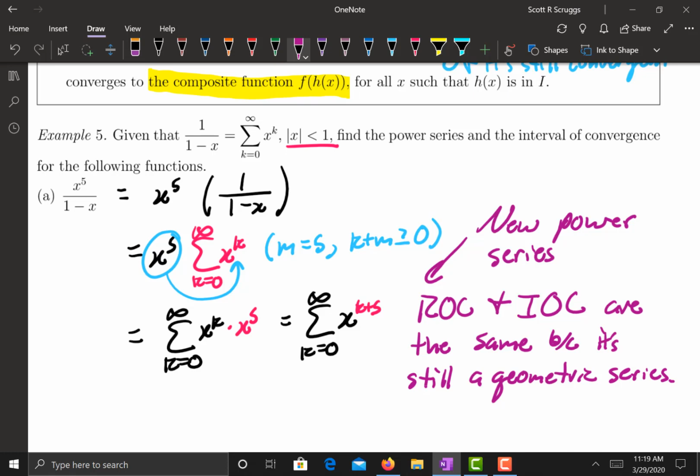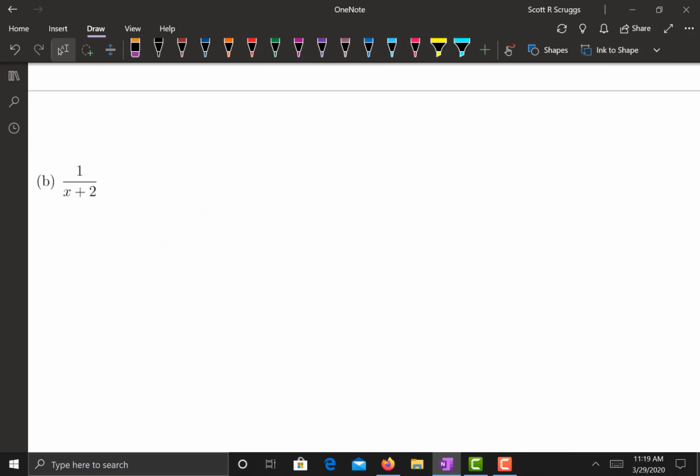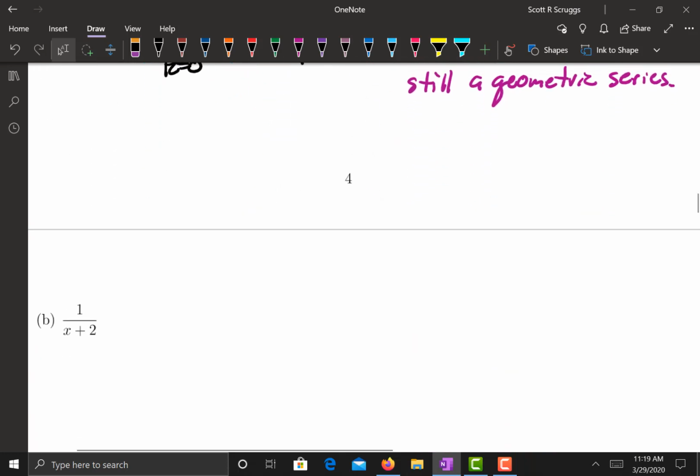So this is one of the cases where I don't have to worry about anything changing with my power series. But in part B, I actually do have to worry about a change. So let's try to do this example again, but with 1 over s plus 2. So I want to relate it to the series 1 over 1 minus x, which I know is a geometric series by now. So let's try to rewrite it as such.